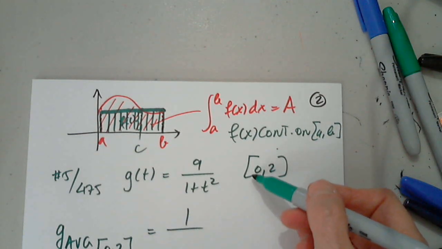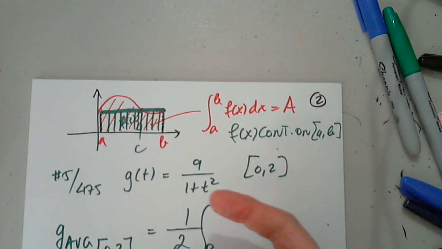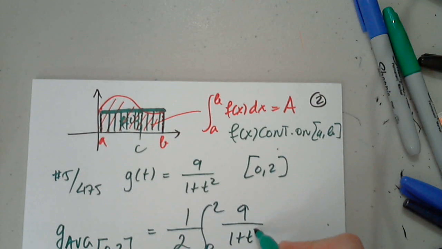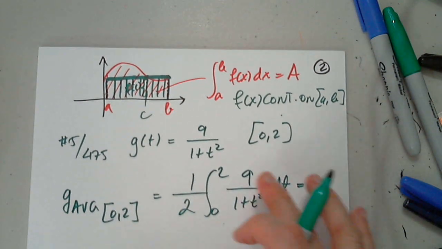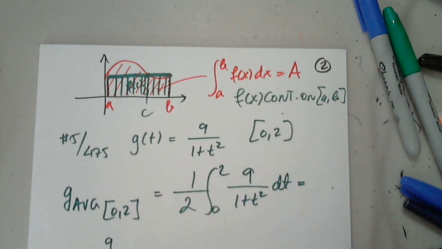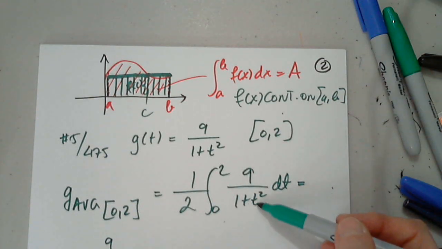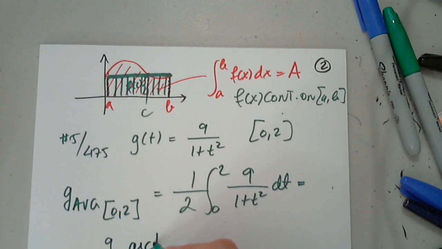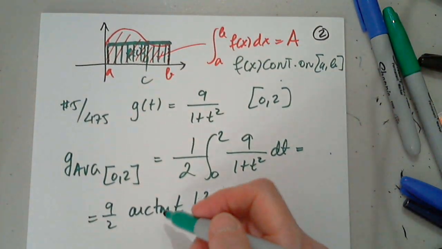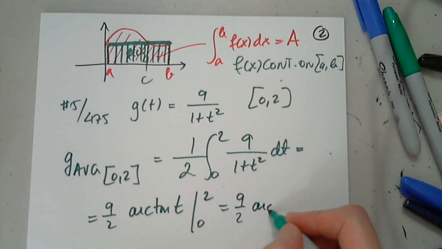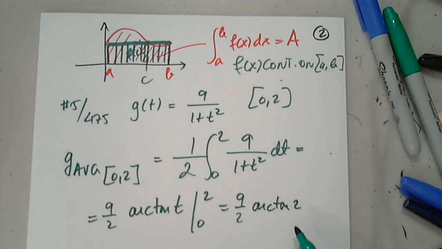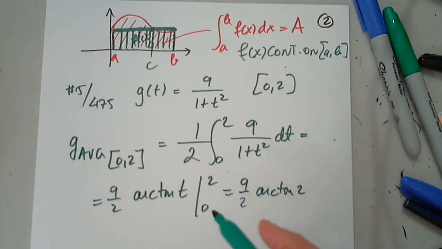So it's 1 over 2 minus 0, the integral from 0 to 2 of 9 over 1 plus t squared dt. Of course, a 9 will go out, 9 halves. The antiderivative of 1 over 1 plus t squared is the arc tangent t from 0 to 2. When I plug in 2, I don't have an answer because I don't know the angle whose tangent is 2. But when I plug in 0, I get 0 because I know tangent 0 is 0. So this is the final answer.